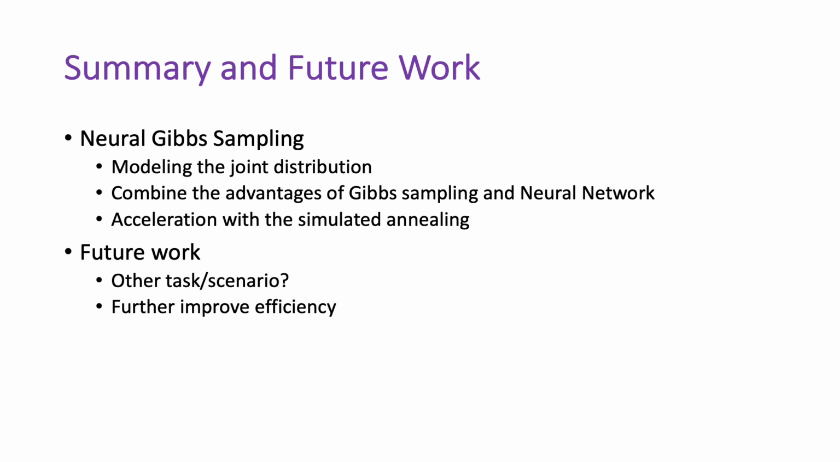In the future, we can explore how to extend the neural Gibbs sampling framework to other tasks and scenarios. We can also see that although with the simulated annealing method, the neural Gibbs sampling model still requires about 100 times of inference. That is to say, how to further speed it up will be critical to real-world applications.